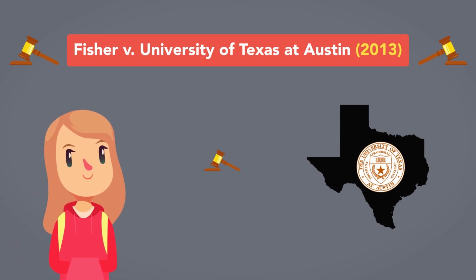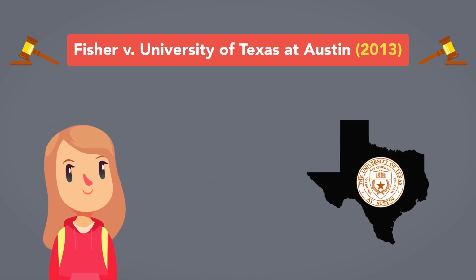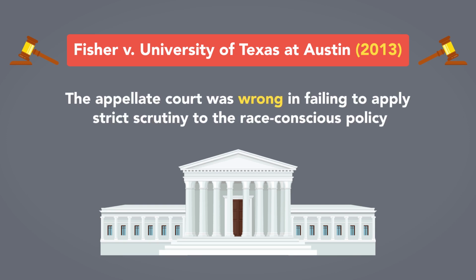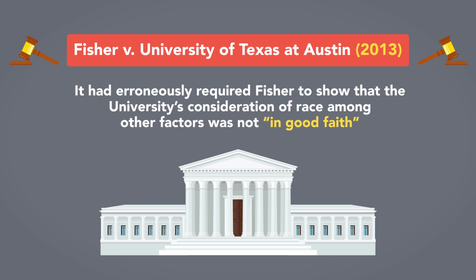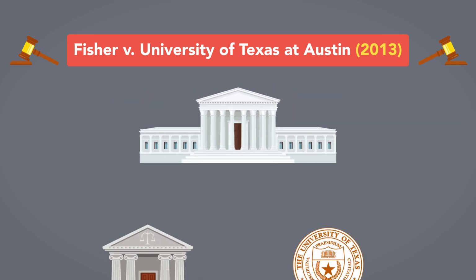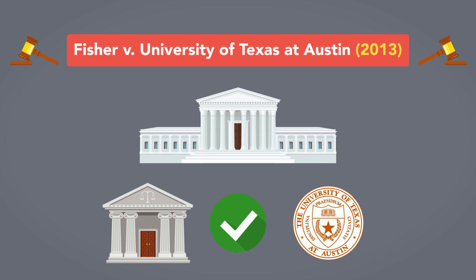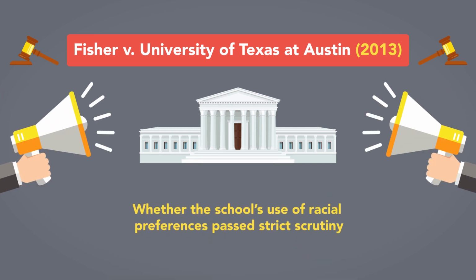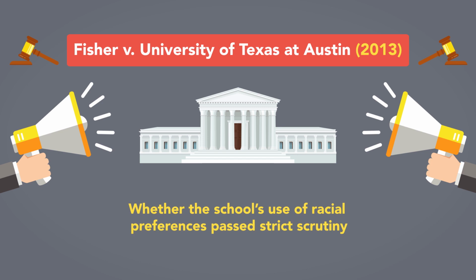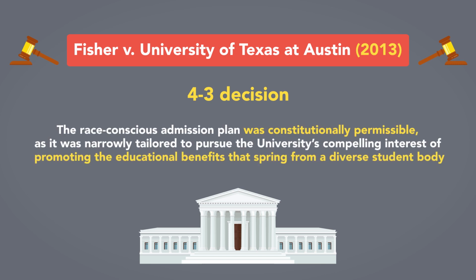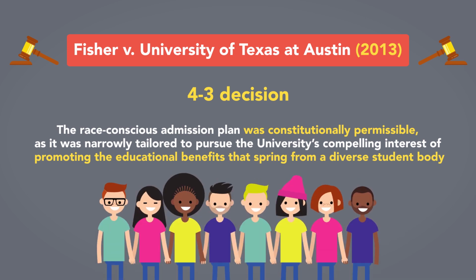Fisher challenged the constitutionality of the university's race-conscious admissions policy. In 2013, the Supreme Court held that the appellate court was wrong in failing to apply strict scrutiny to the race-conscious policy. Instead, it had erroneously required Fisher to show that the university's consideration of race, among other factors, was not in good faith. On remand, the lower courts again decided in favor of the university, and the Supreme Court heard arguments again to decide whether the school's use of racial preferences passed strict scrutiny. By a 4-3 decision, the court held that the race-conscious admissions plan was constitutionally permissible, as it was narrowly tailored to pursue the university's compelling interest of promoting the educational benefits that spring from a diverse student body.